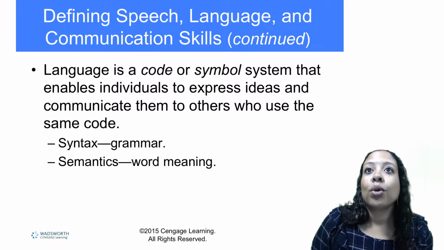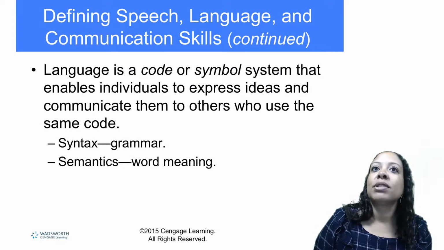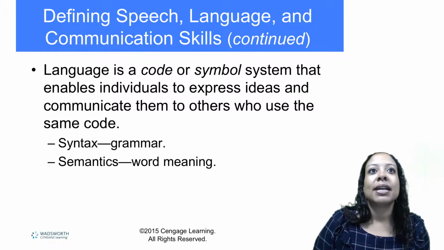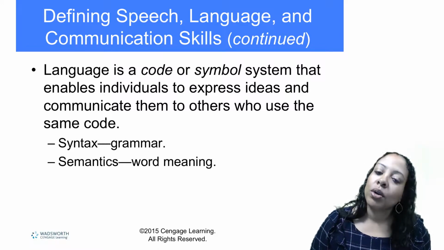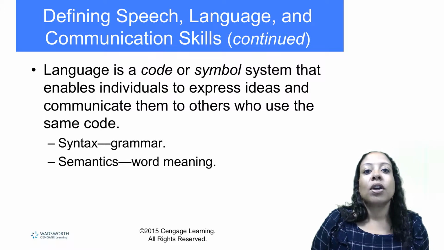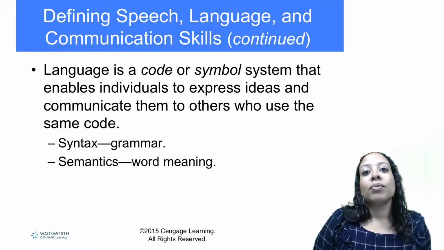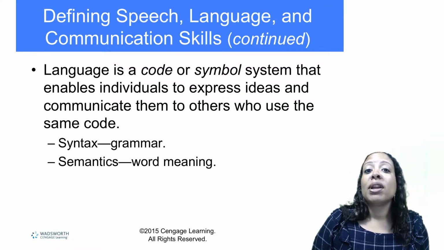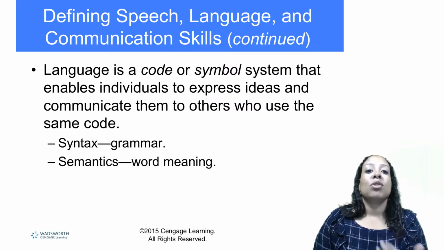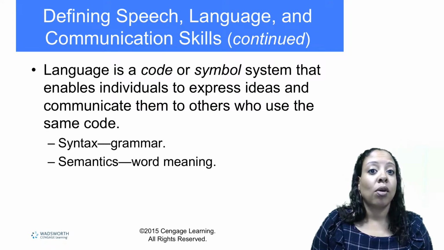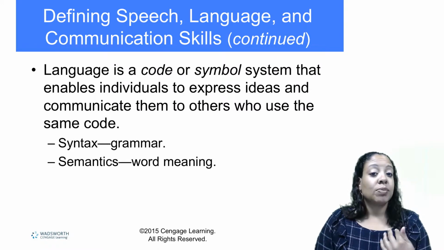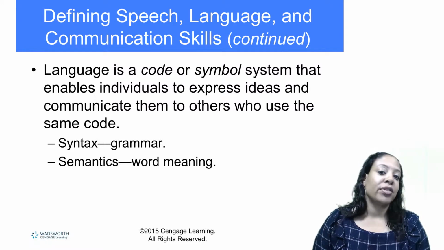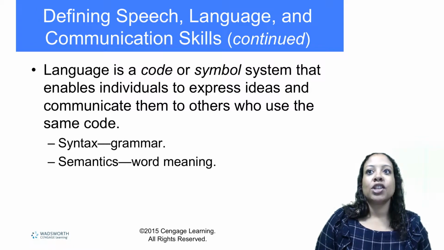Language is a code or symbol system that enables individuals to express ideas and communicate them to others who use the same code. So if you are speaking Greek to someone else who speaks Greek, then you can communicate because you're using the same code. Whether it's the written Greek or the verbal Greek, you're speaking the same code so you can interpret and understand one another's messages and communication.